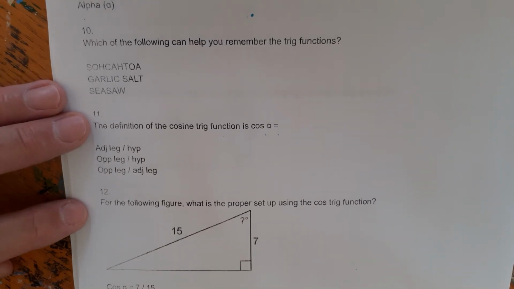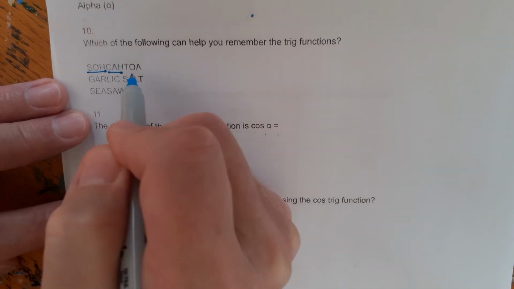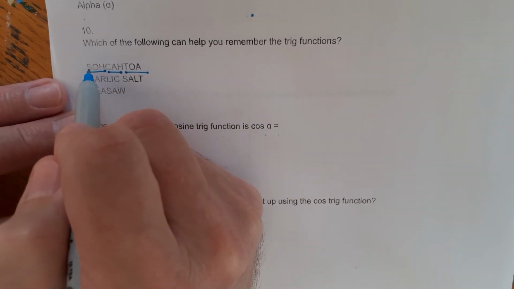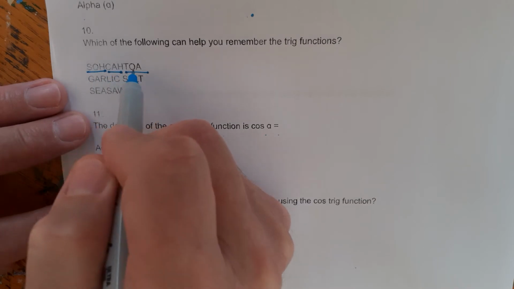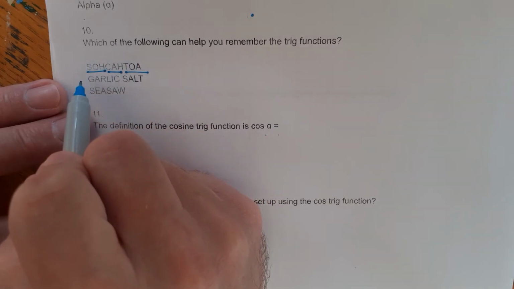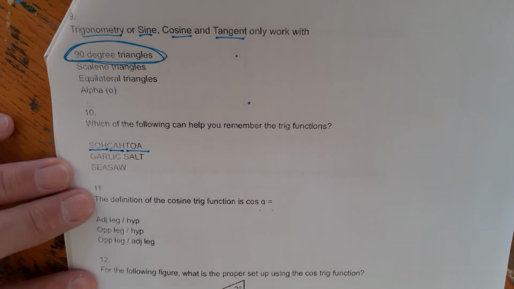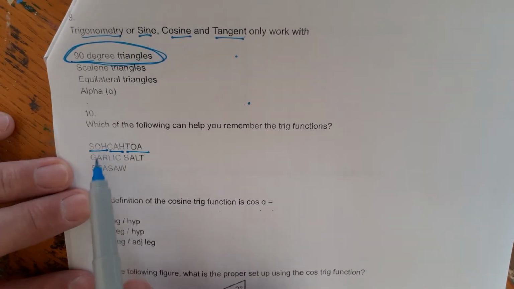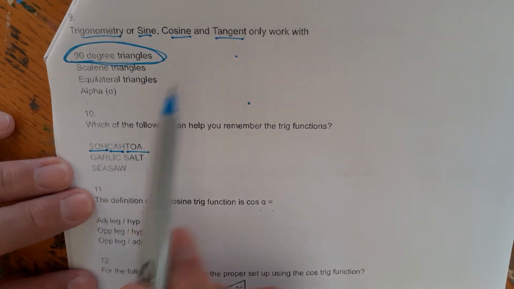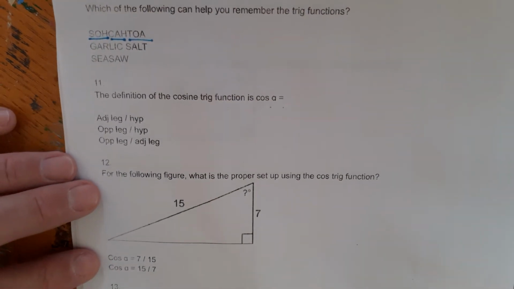The all-famous SOH CAH TOA. Everybody say SOH CAH TOA. Okay, good. S-O-H, C-A-H, and T-O-A. This is the all-famous acronym that helps us remember the three trig functions, sine, cosine, and tangent. The S is for sine, the C is for cosine, and the T is for tangent. And we say it, SOH CAH TOA. Let's get into what it means.